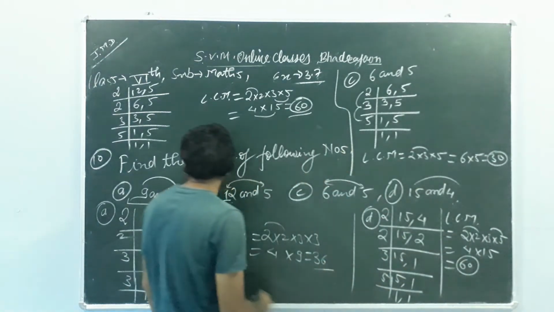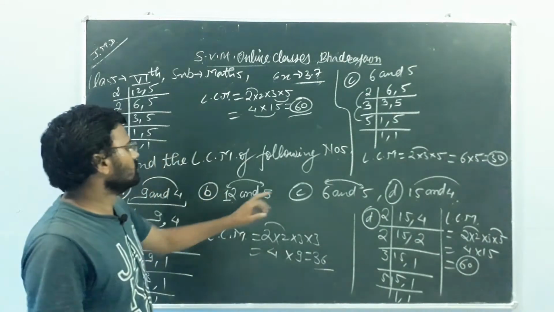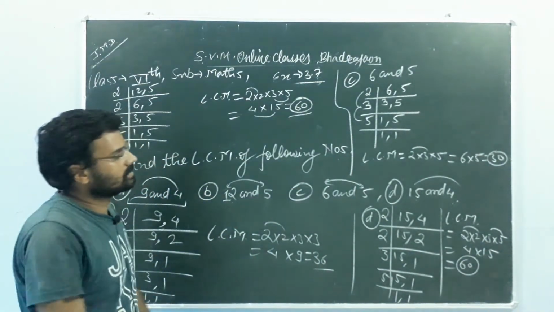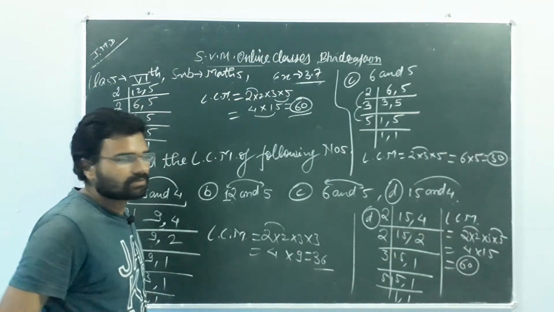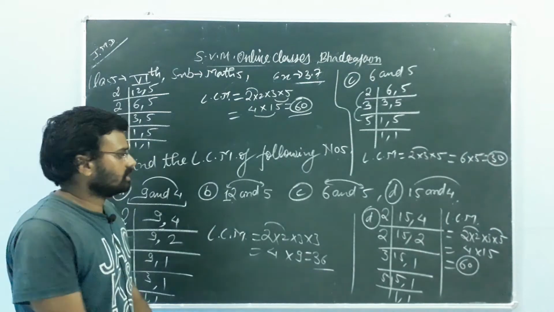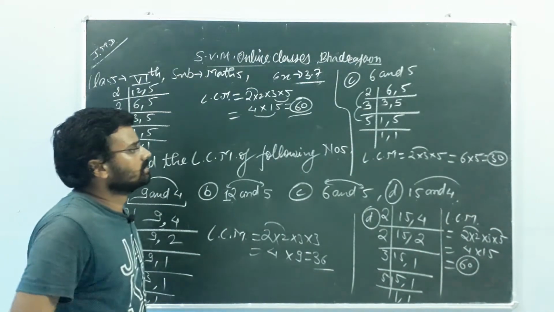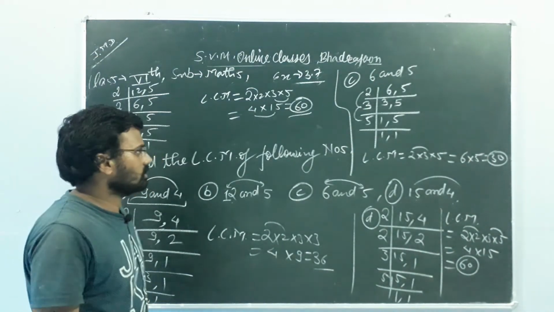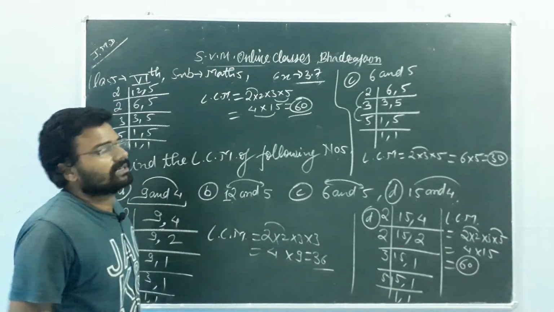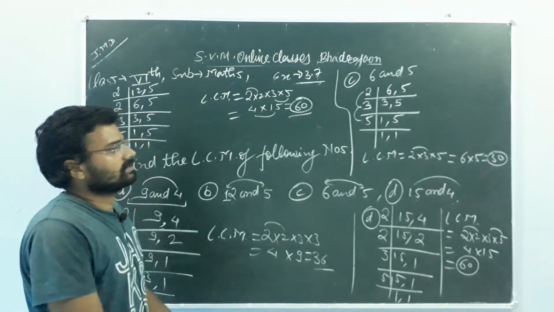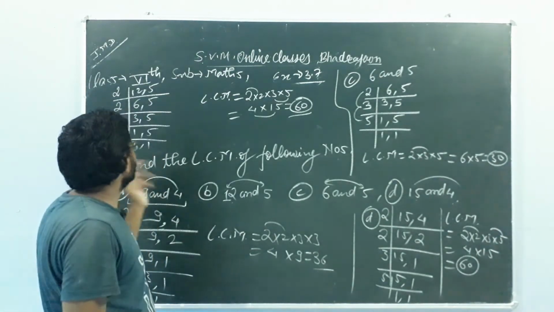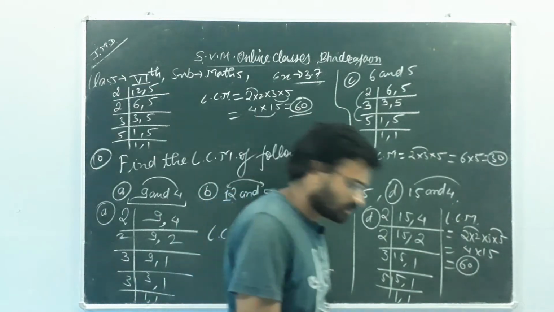Hence in all the cases, from A to B to C and D, no number is common in the two numbers, meaning all the pairs of numbers are co-prime. Hence all the pairs of numbers share an LCM which is the product of the two given numbers. Okay, I am going to rub this and we will take our next question.